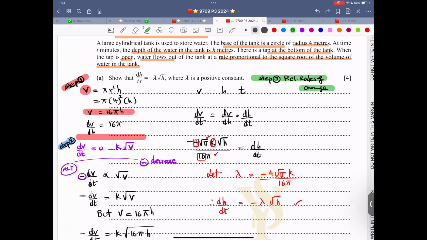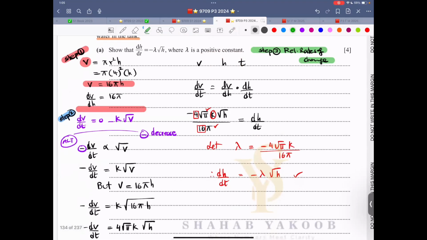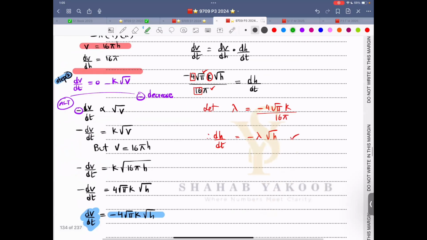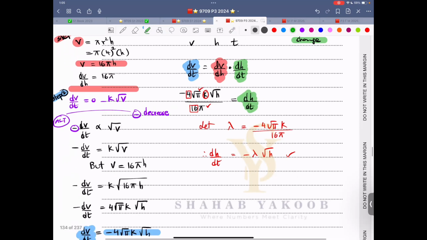So now what do we do? We have h in terms of t, V in terms of h, V in terms of t. Therefore, we have this thing. So therefore, dV by dt, that is right over here, the blue one, dV by dt, that is dV by dh, that is the red one, that into dh by dt. So make dh by dt the subject.